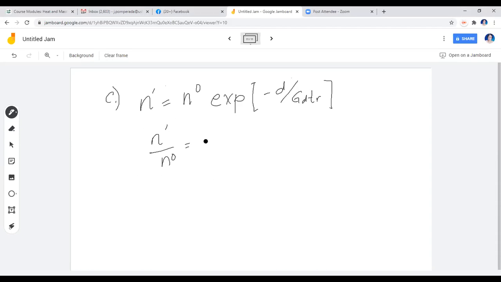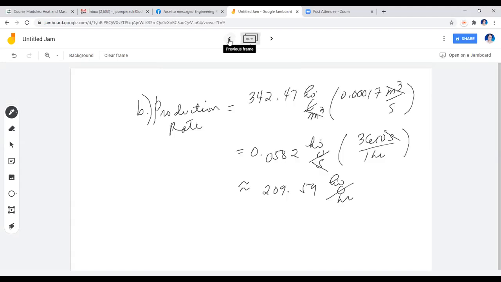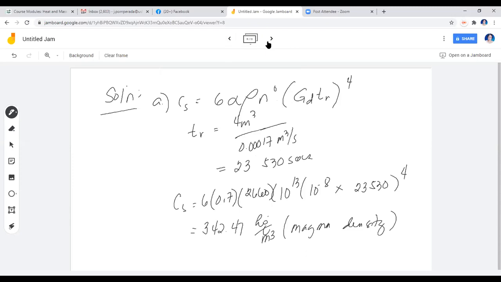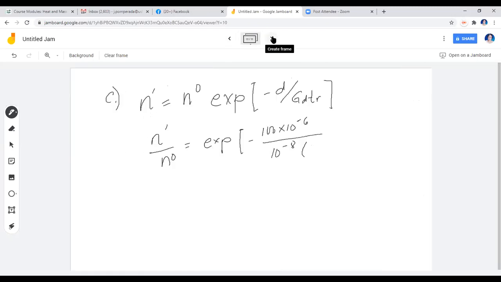This one we can account. So we have N prime over N naught, then we have EXP here, negative. Our diameter is 100 micrometers, so this is 100 times 10 raised to negative 6, and that's in meters already. Then we divide this by the G sub D, which is 10 raised to negative 8. And the T sub R we're going to use here is the T sub R we got a while ago, 23,530.